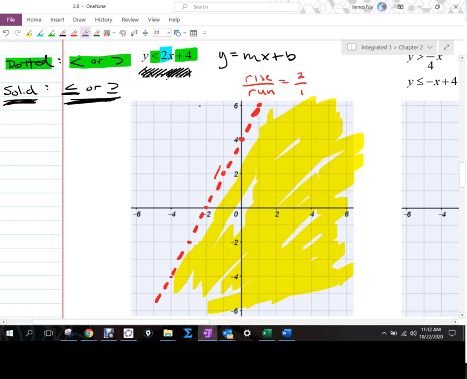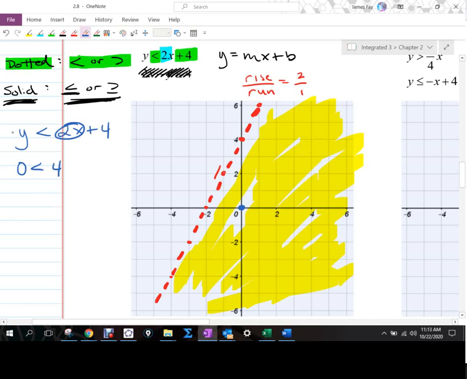Zero, okay? So 0, 0 is a great point to choose. So I'm going to choose 0, 0. I'm going to come back up to my original inequality, which said y is less than 2x plus 4, and I'll plug 0, 0 in. So y is 0. 2x, so 2 times 0, that goes away, right? That goes to 0, and you're left with 4.